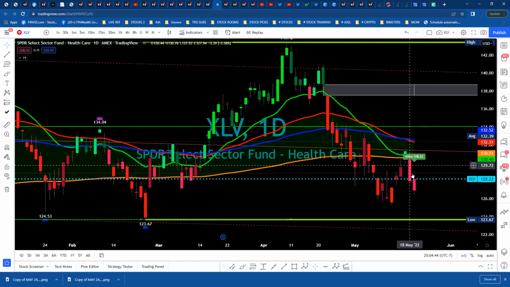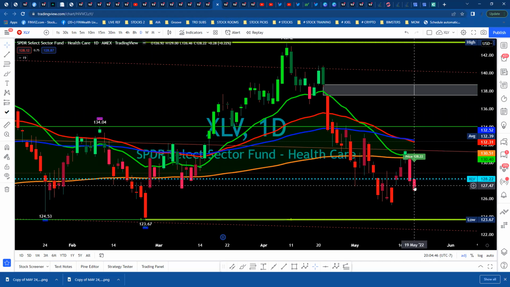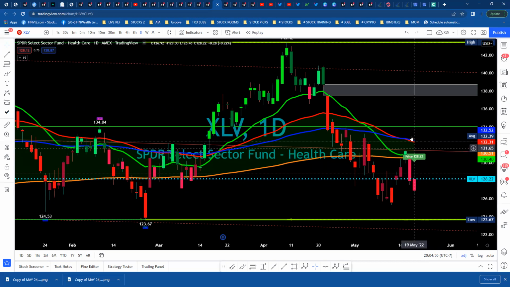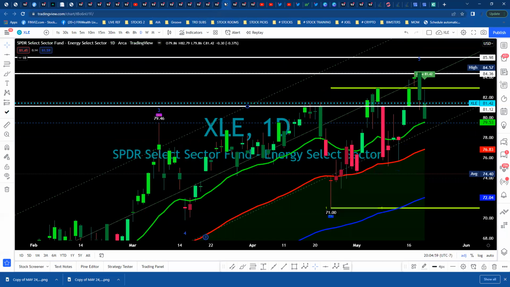Healthcare, pulled back here as well off of that rejection we had, right at the bottom of this candle. So we could chase up this candle tomorrow back towards 130. If we break below yesterday's close, we could come back down here and retrace possibly to 126 or lower.